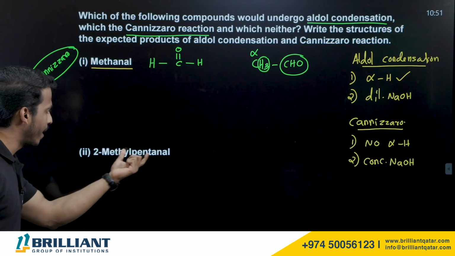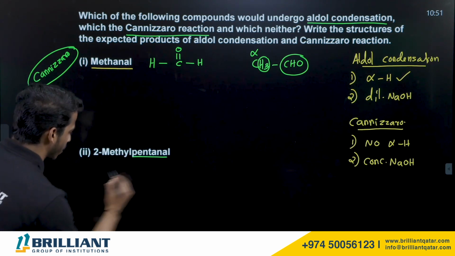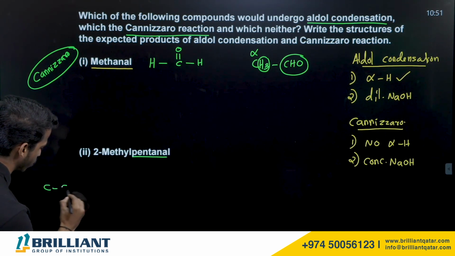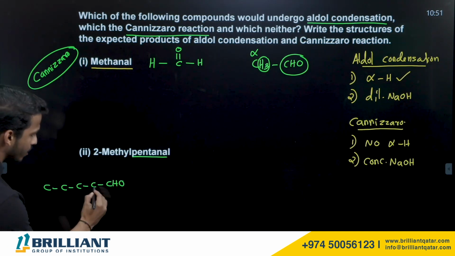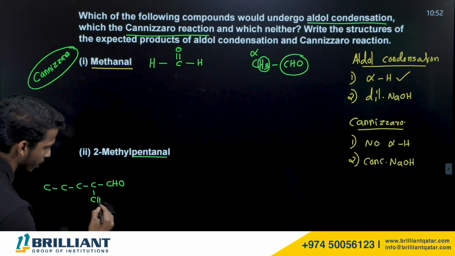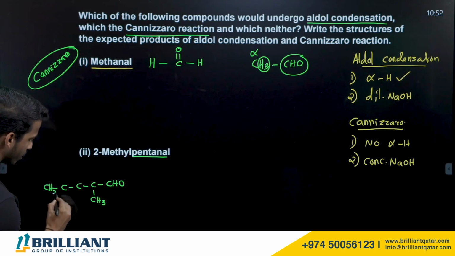All right. Let me just tell you about this one also. 2-methyl-pentanol. What is the structure? Pentanol means a total of 5 carbon atoms: 1, 2, 3, 4, 5. One of the groups is aldehyde. At the second position, there is a methyl group. All right, so this is the compound.